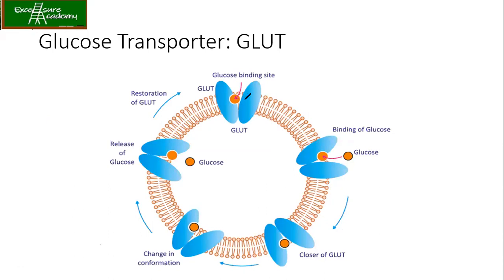So first you have got the glucose binding site. Okay, this is one of your GLUT transporters. Now the binding of glucose takes place. So what are those amino acids? Serine, threonine, asparagine and glutamine. Okay. So when these 4 amino acids are making connections with the glucose, it goes and binds.